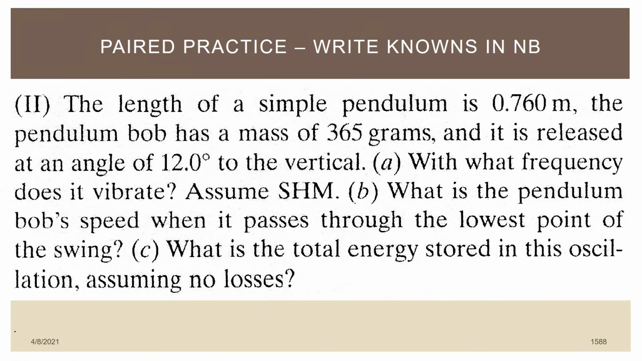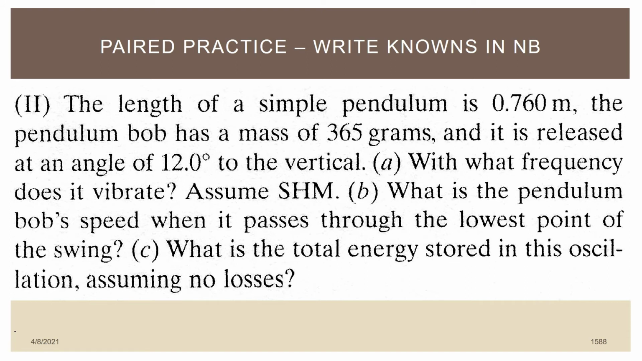This problem says the length of a simple pendulum is 0.760 meters. The pendulum bob has a mass of 365 grams, and it is released at an angle of 12 degrees to the vertical. Notice they're telling us it's 12 degrees because they're saying, hey, the small angle approximation works here. Part A says, with what frequency does it vibrate? Assume simple harmonic motion. Again, that's kind of extraneous because they already told us the angle's small enough that simple harmonic motion applies, but they're giving us an obvious hint. B is asking, what is the pendulum bob's speed when it passes through the lowest point of the swing? And C is asking, what is the total energy stored in this oscillation, assuming no losses? All right, let's go take a look.